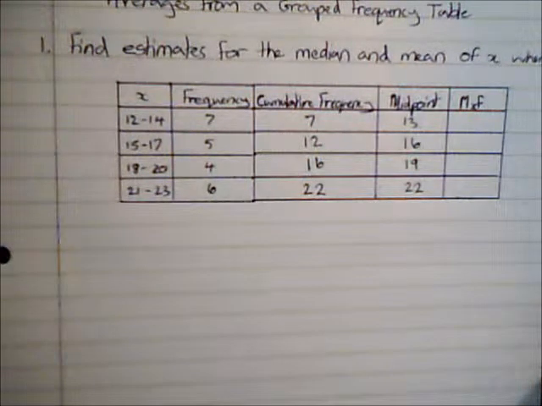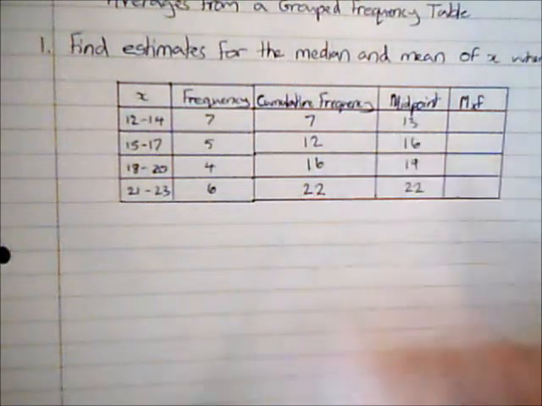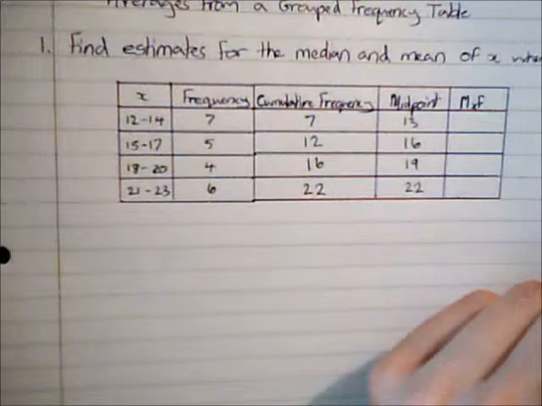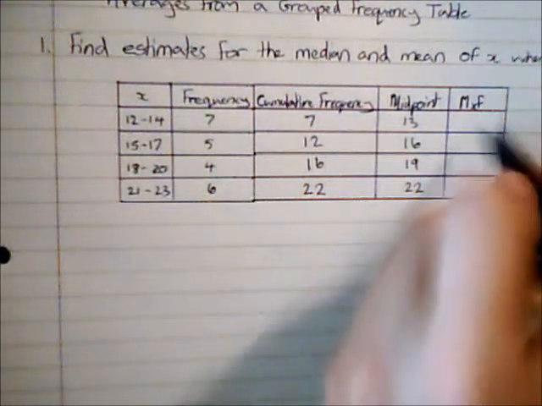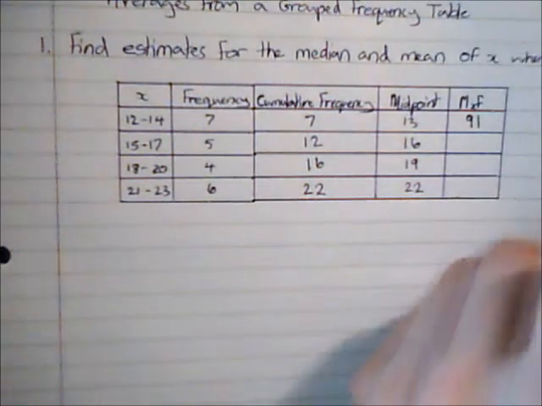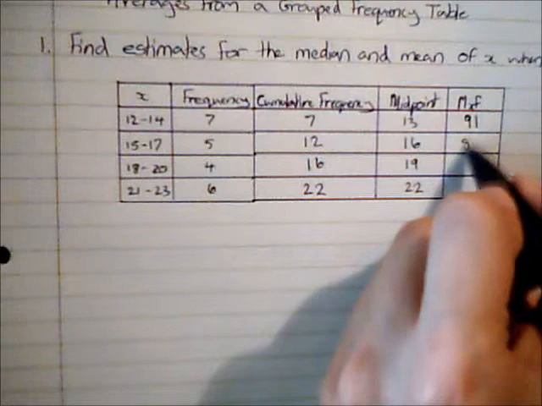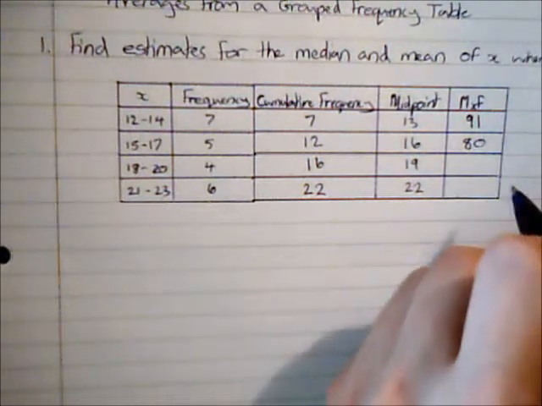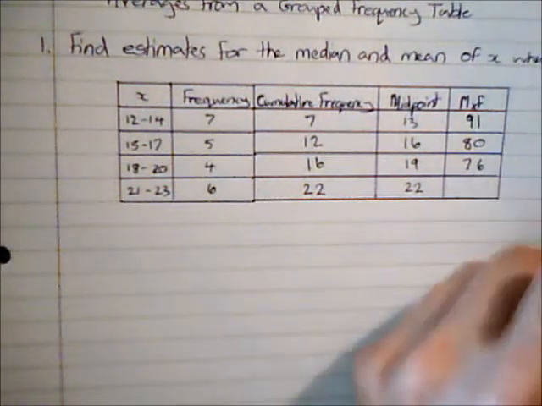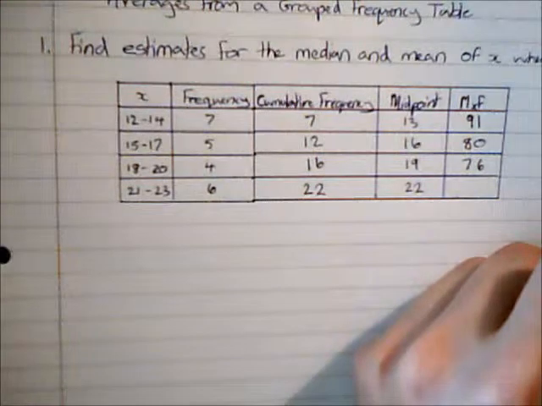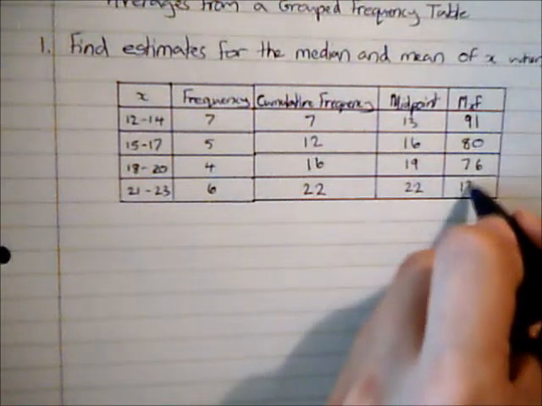So the midpoint times the frequency is then multiplying these two columns together. So 7 times 13, which is 91, 5 times 16, which is 80, 4 times 19, which is 76, and 6 times 22, which is 132.